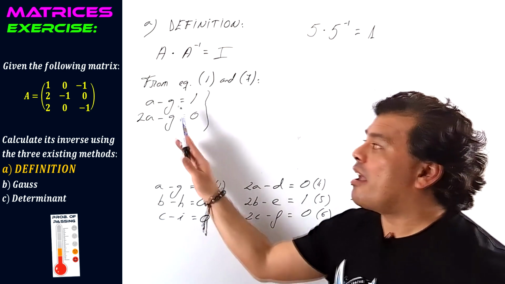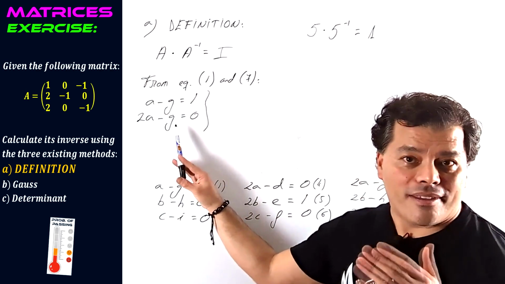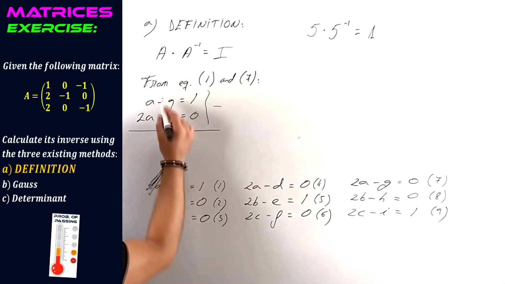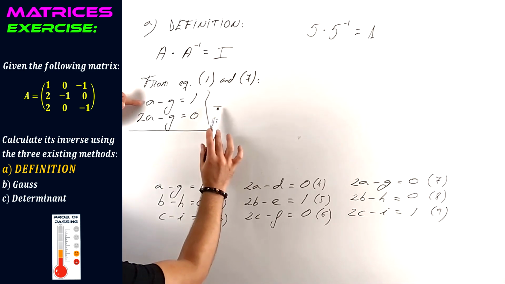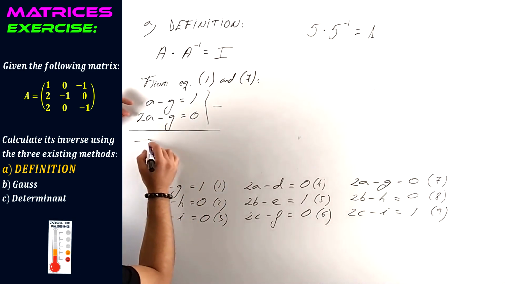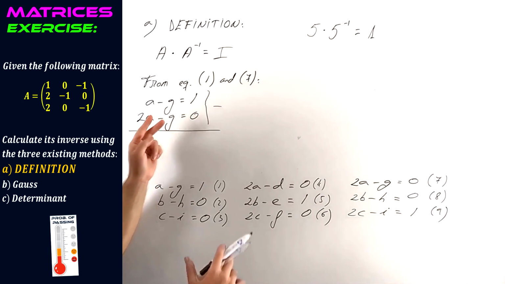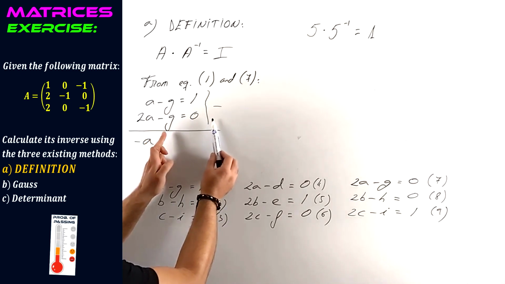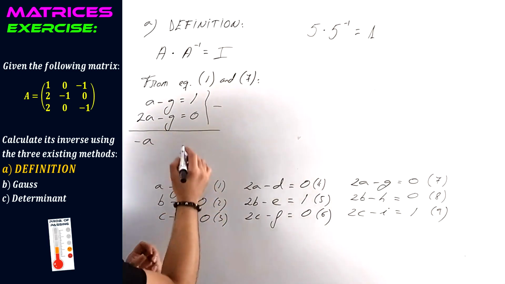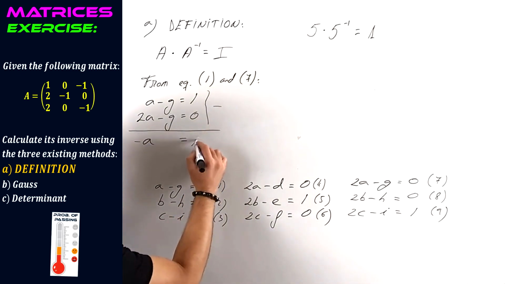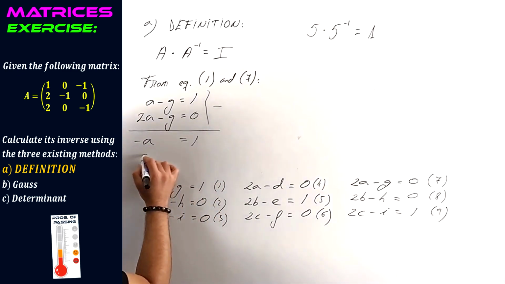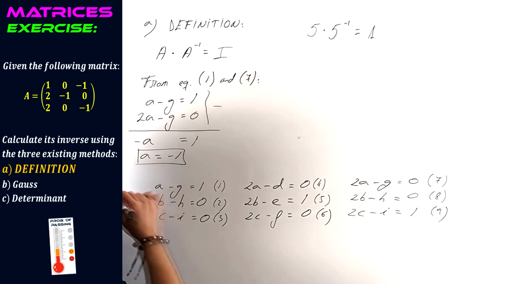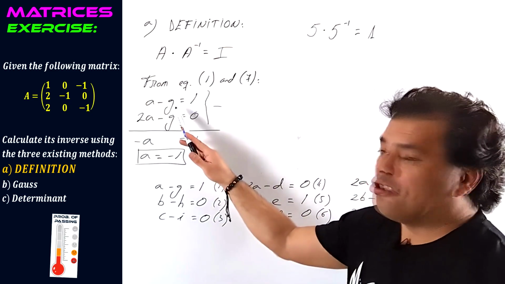Can you see the variable G alone? I think it will be very useful to subtract both equations, and look what happens. A minus 2A is negative A. Negative G minus G is negative G plus G, and it disappears. And 1 minus 0, 1. And there we have the variable A. A equals negative 1.